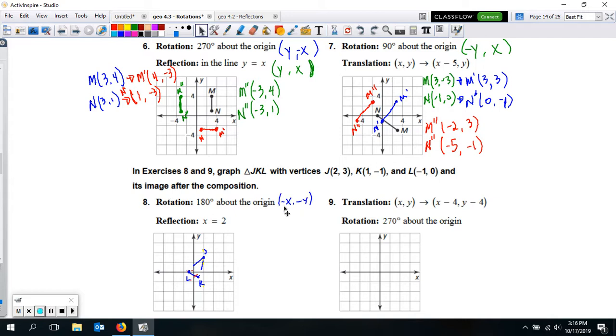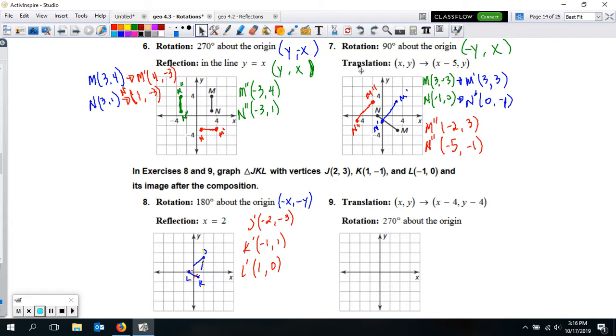J prime here is going to be -2 and a -3. So that's what we were doing here. It's just going to change both to their opposites. So there's J prime, -2, -3. This will become -1, +1 when they change both opposites. And L will be +1 and still 0 for that one because you can't change the sign of a 0. So it's just 1, 0. And then we go ahead and plot these points on our coordinate plane.